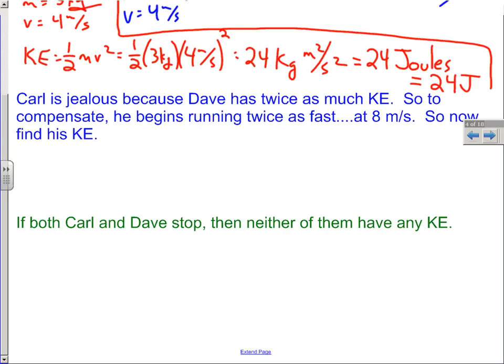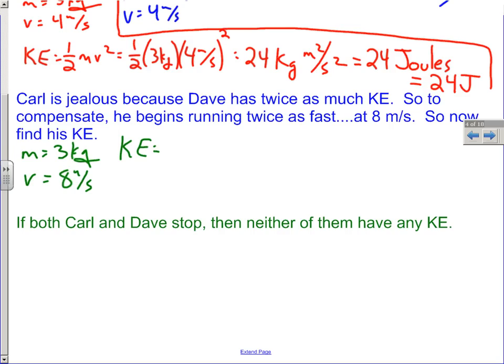All right. So now Carl is jealous because Dave has twice as much kinetic energy. So to compensate, he begins running twice as fast at 8 meters a second. He's figuring, well, he's got half as much energy. So to make up for it, he's going to run twice as fast. So let's see what happens. Carl still has a mass of only 3 kilograms because he's just a skinny little cat. His velocity is now 8 meters a second. He's really moving.